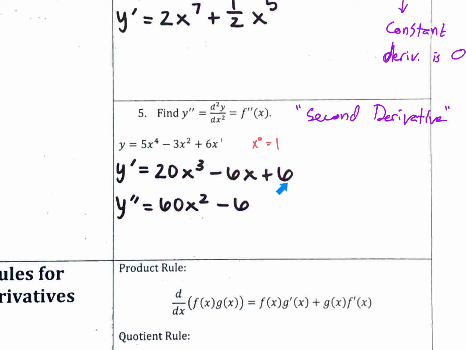So there's our first derivative, and then we take the derivative here again. 3 times 20 is 60. 1 times negative 6 is negative 6, and the x goes away. Notice with each derivative step, our power decreases by 1.